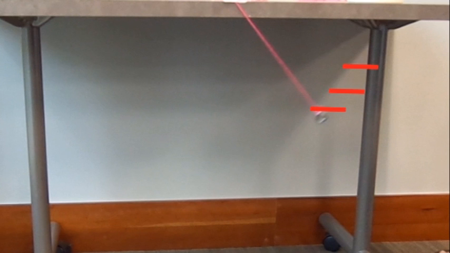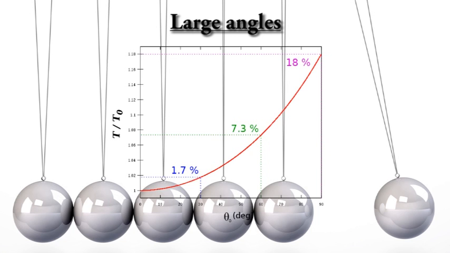Also, momentum is lost due to energy being transferred out of the system. This graph shows the percent of error of our equation. As our angle theta increases, so does our percent error.